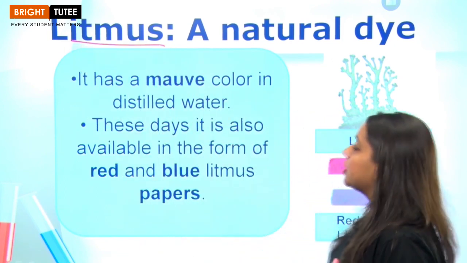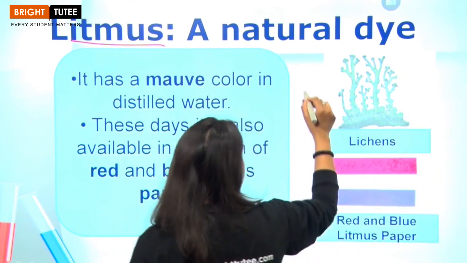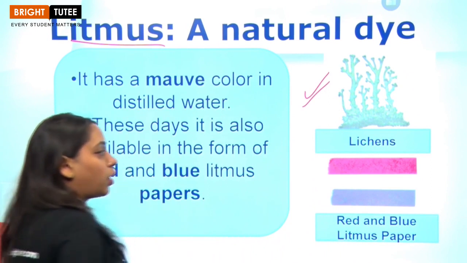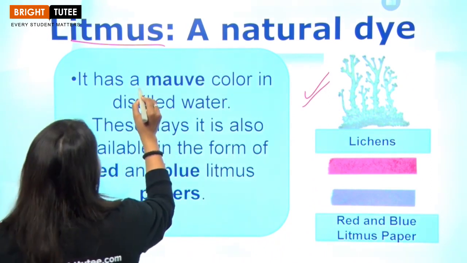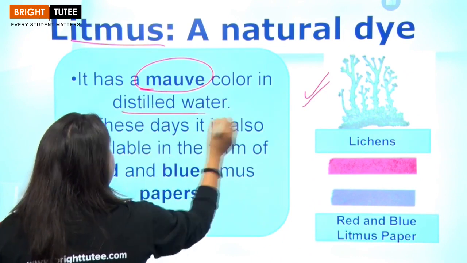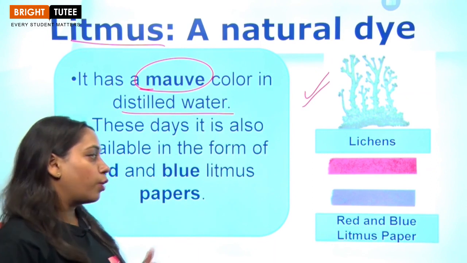Yes children, litmus is obtained from a plant. You can observe it from this image: lichens, and from this we obtain litmus solution. This litmus solution has a mauve color in distilled water, and we use this solution as an indicator. And how do we use it?